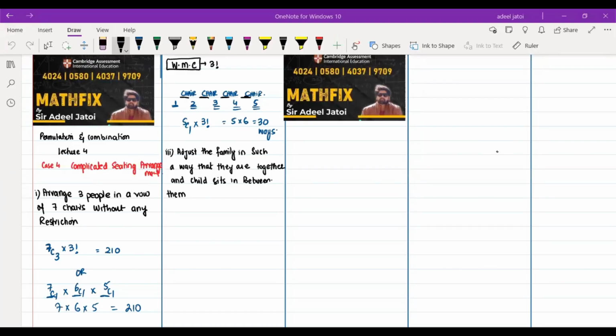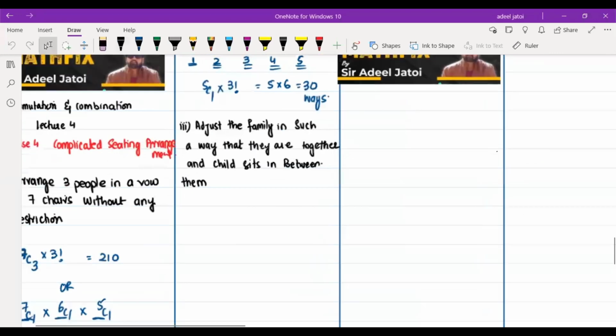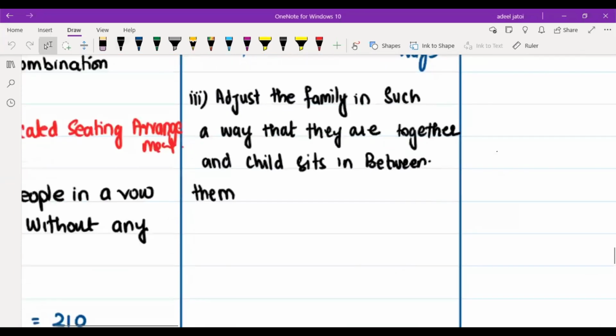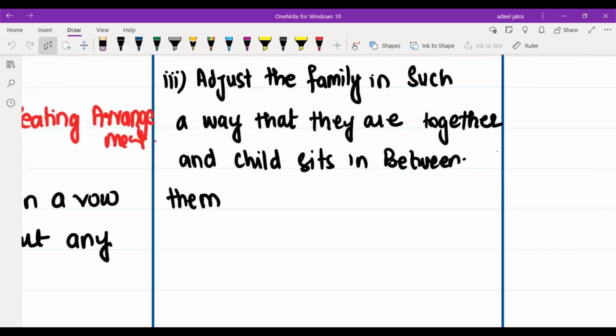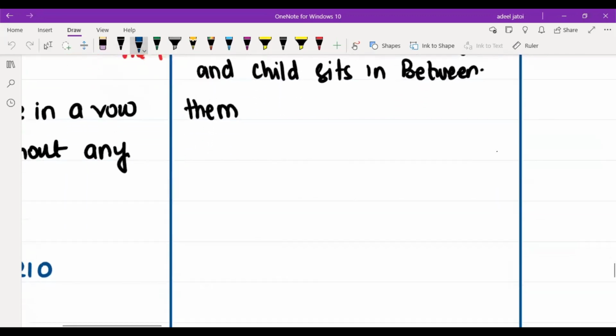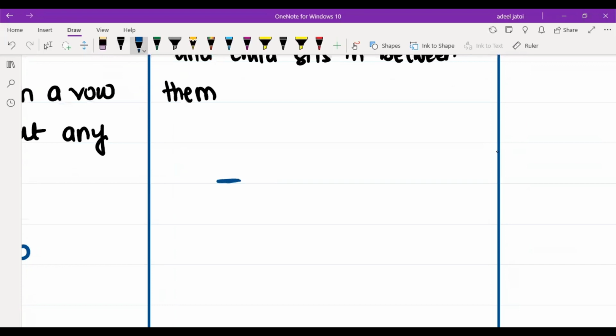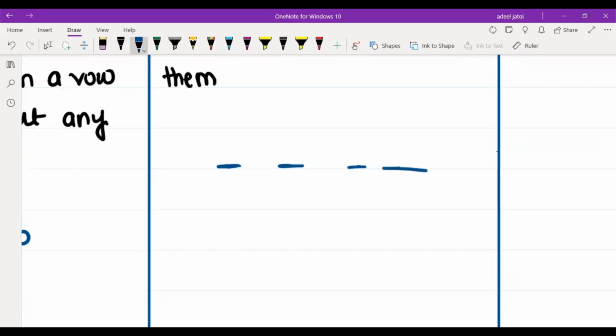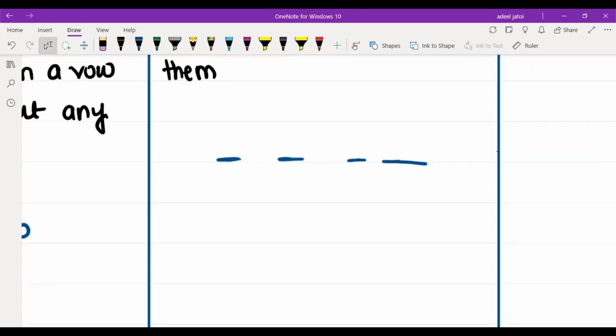Case 4, another example. Still, we need to arrange 3 people in a row of 7 chairs, such that the family is together and child sits in between. Now, child is restricted. When child is restricted, we know that there are 4 empty chairs. So obviously, when the 4 empty chairs are there, we will not be using 4 factorial, since obviously they are all empty. Considering how many gaps do we have? 1, 2, 3, 4, and 5.